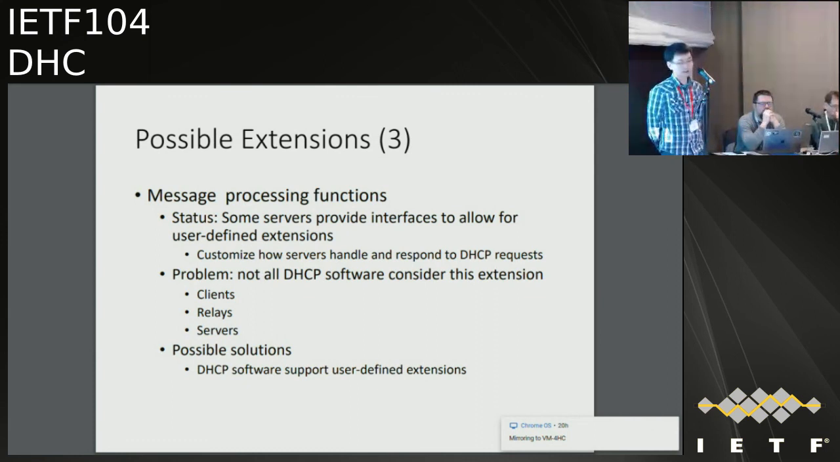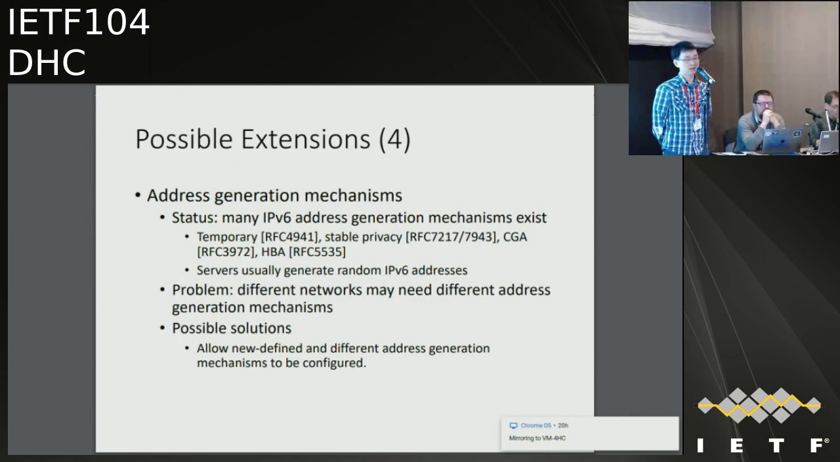Next, please. And the last one is address generation mechanisms. Currently, there are many IPv6 address generation mechanisms, and DHCP servers usually generate random IPv6 addresses. However, different networks may need different address generation mechanisms due to the different requirements. So we think the possible solution is to allow user-defined and different address generation mechanisms to be configured.